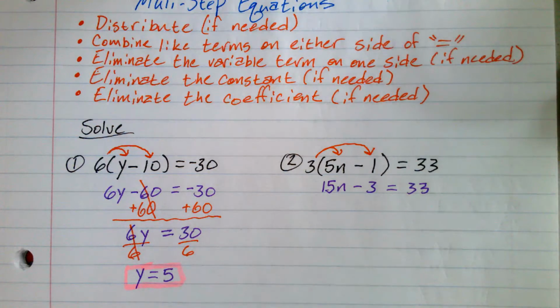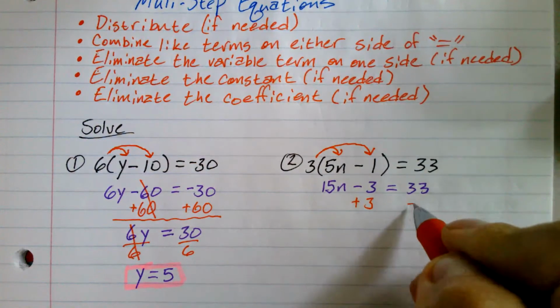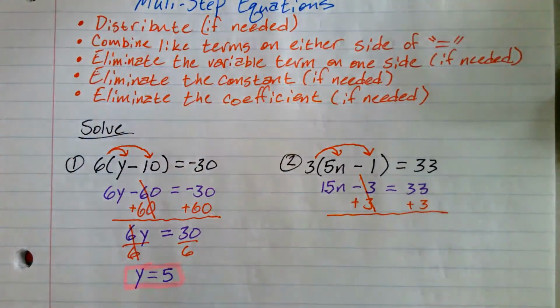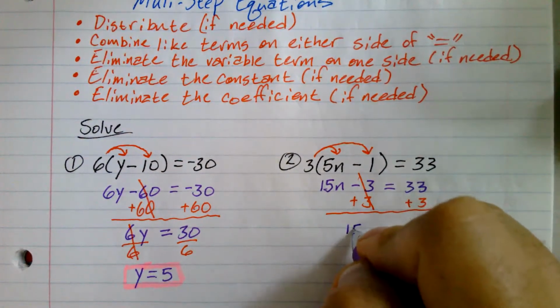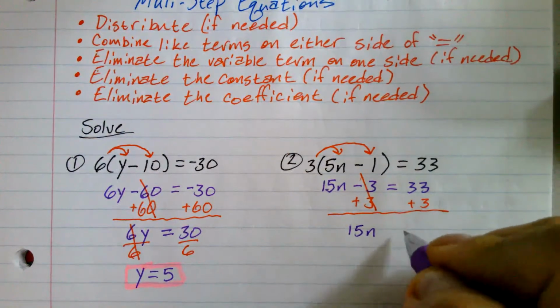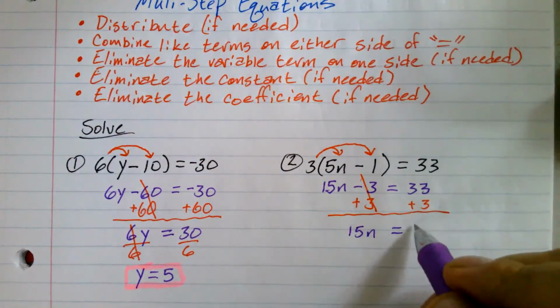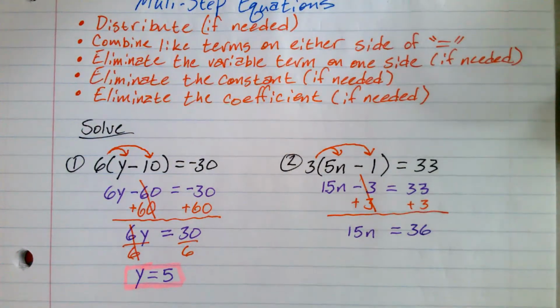All right, I'm going to get rid of this minus 3. Add 3. And we get 15n equals 36. Okay.